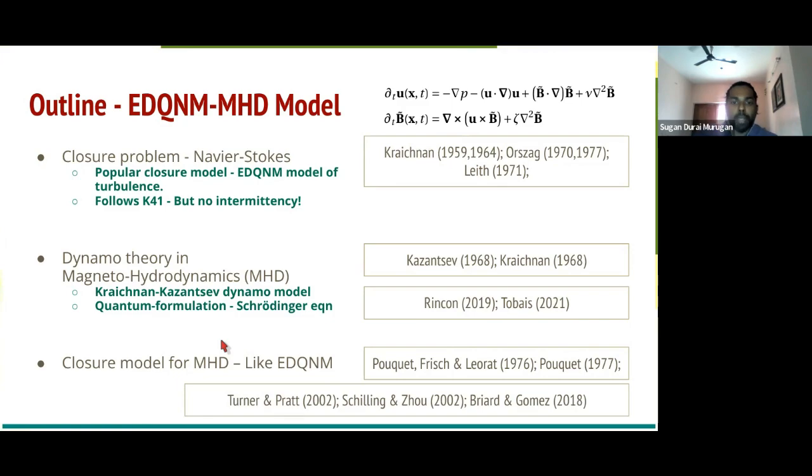Now, when combining both of these questions, later in the 70s, Frisch, Pouquet, and a lot of other people introduced the EDQNM closure model for MHD and studied various questions in the magnetohydrodynamics part itself. This proceeds to recent papers by Turner, Brandenburg, Schilling, Zhu on helicity cascades and other effects. But till now, the EDQNM MHD model was investigated only for integer dimensions, either d equal to 2 or d equal to 3.